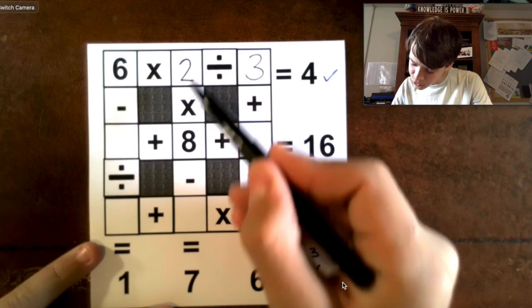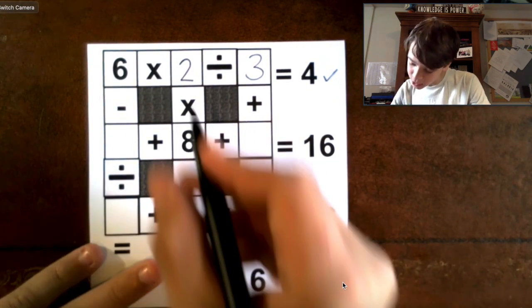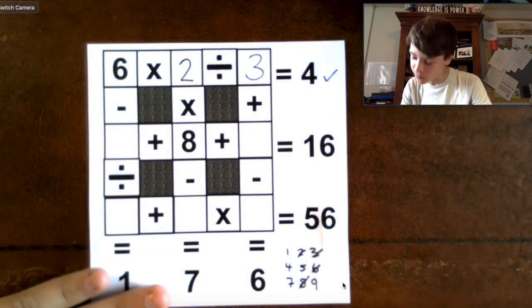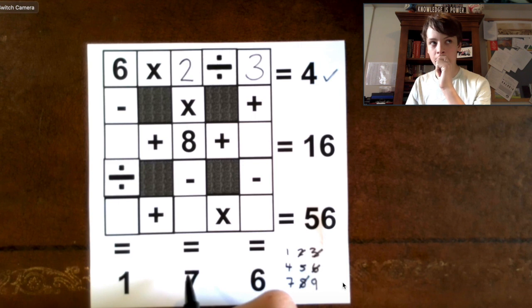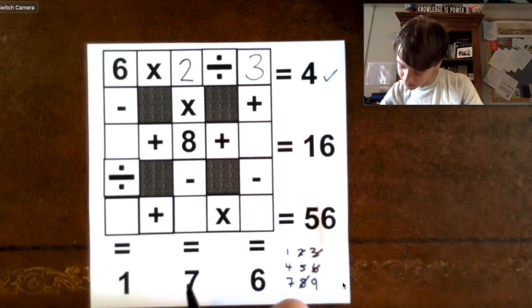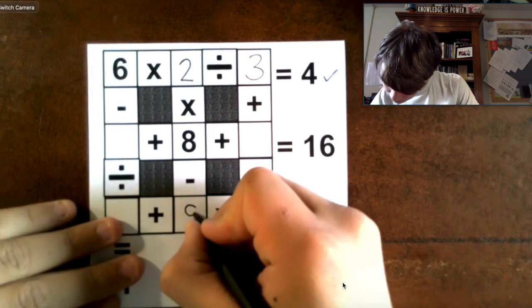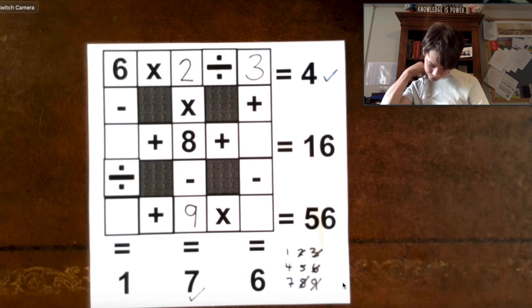So now we've got 2 in this line, so let's cross those out quickly. 2 times 8 is 16. 16 minus what is 7? Well, 16 minus 9 is 7. So therefore that number there must be 9, and we can cross out 9 and tick that to make sure it makes sense.